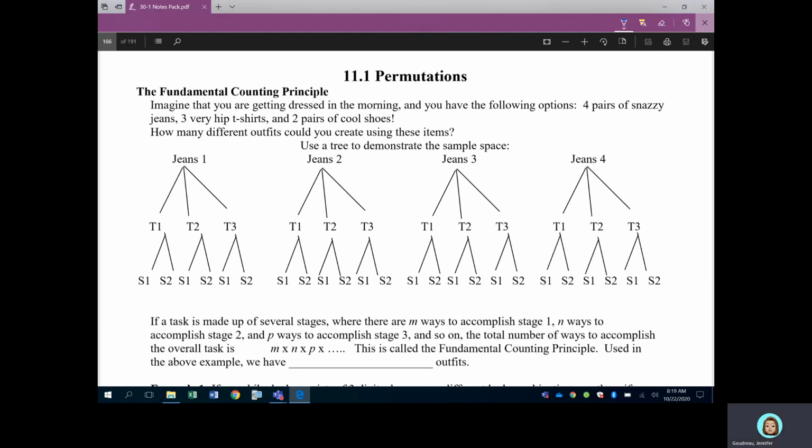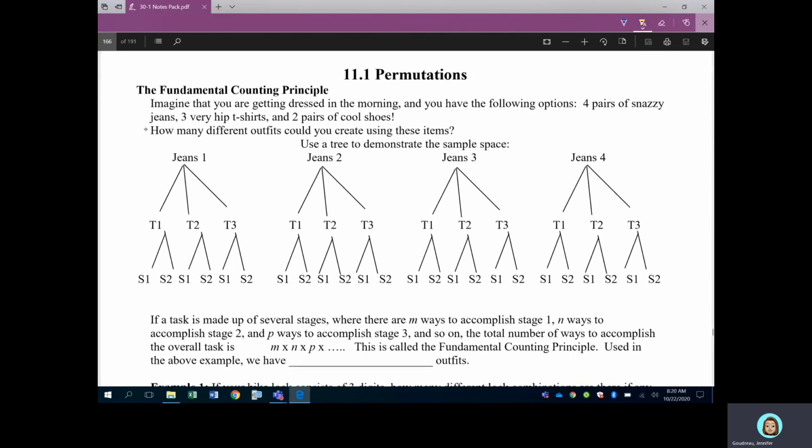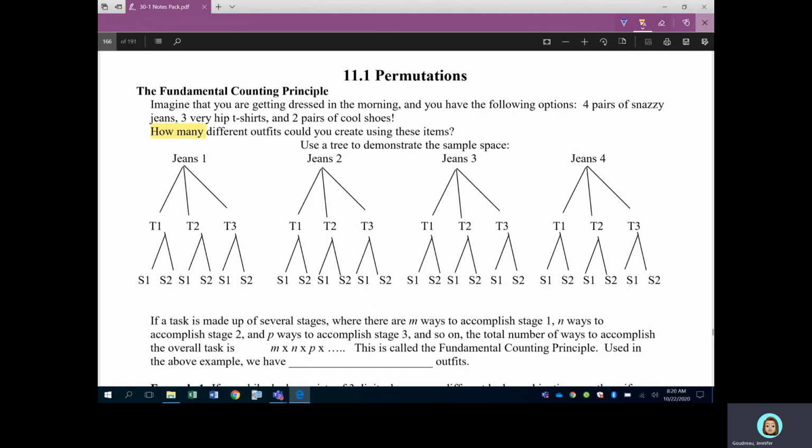We're going to start by looking at this example here. Imagine that you are getting dressed in the morning and you have the following options: 4 pairs of snazzy jeans, 3 very hip t-shirts, and 2 pairs of cool shoes. How many different outfits can you create using these items? You'll notice that this question starts with "how many," and most of the questions in 11.1 and 11.2 are going to ask this: how many? So we are counting the number of ways that we can complete the task.